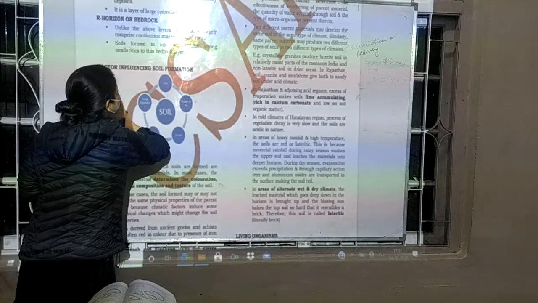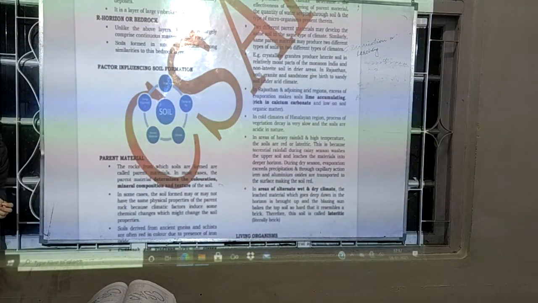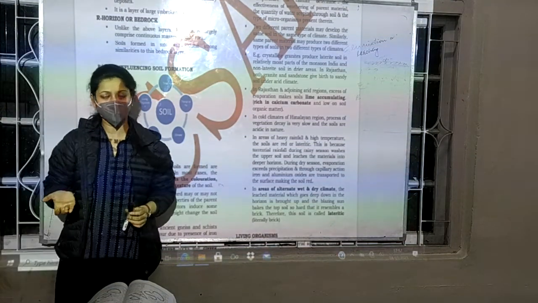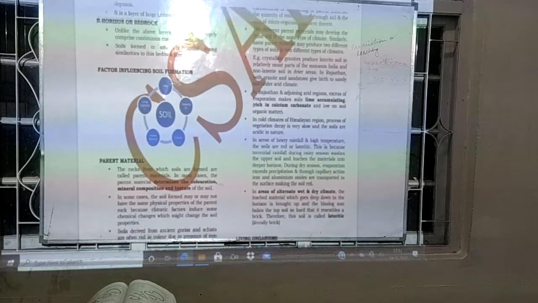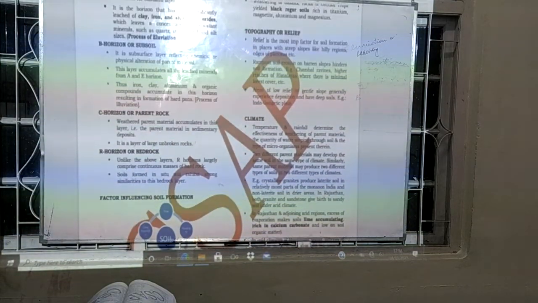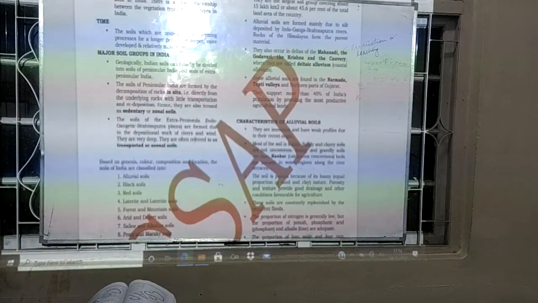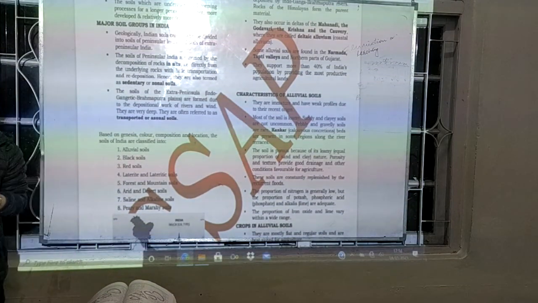See, factors affecting soil formation we have already done. What are they? Factors. Parent material. You don't have to explain, you already know. Then what are the other factors? Climate, topography, relief, living organisms, time. Okay. All right.